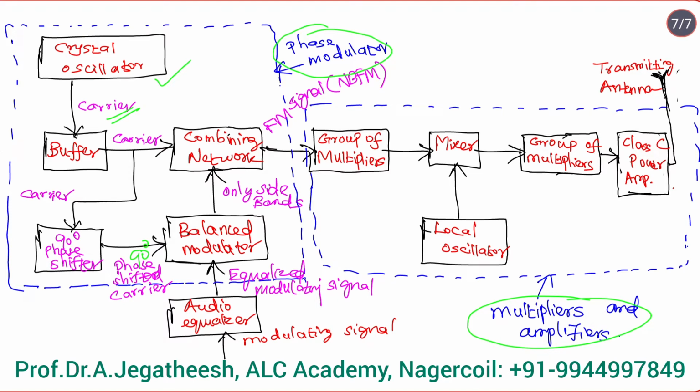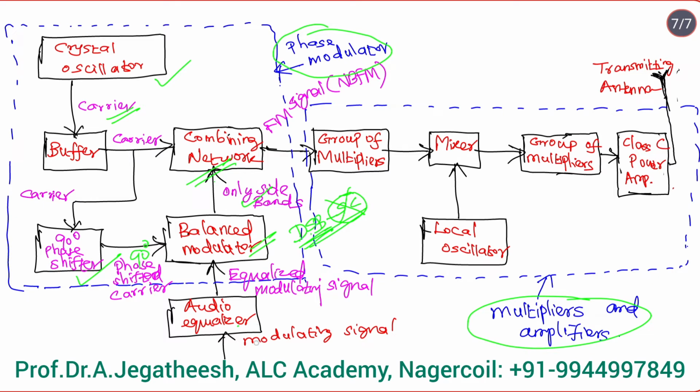As we know, the balanced modulator produces a DSB-SC signal, that is double sideband suppressed carrier. The carrier is suppressed, so we have only the sidebands, double sidebands. One is USB and another one is LSB. Both are combined with the help of the combining network. The balanced modulator will get the input from the 90 degree phase shifter and the audio equalizer.